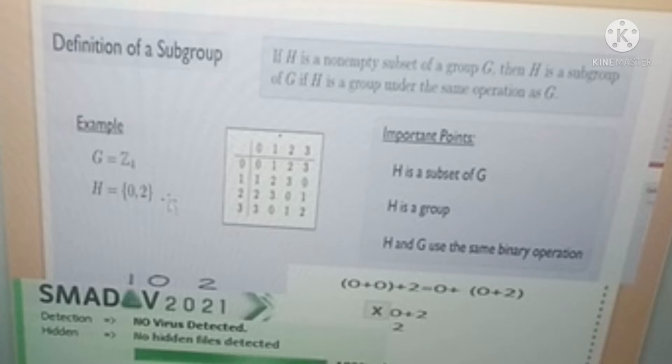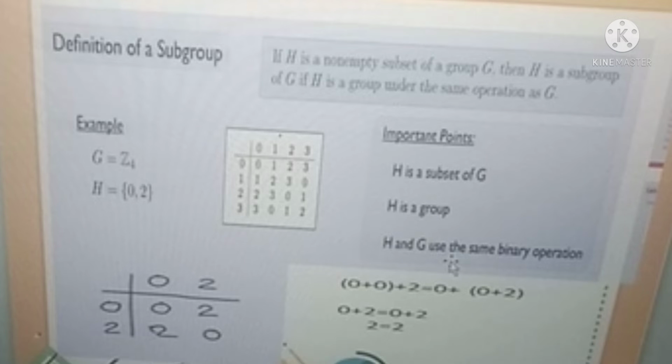Our objective here is to determine whether this subgroup is really a subgroup in a group G, because it is a group itself but it follows the same binary operation used in group G, the bigger group. This means that all elements in H also belong to the group G. That is what we call a subgroup.